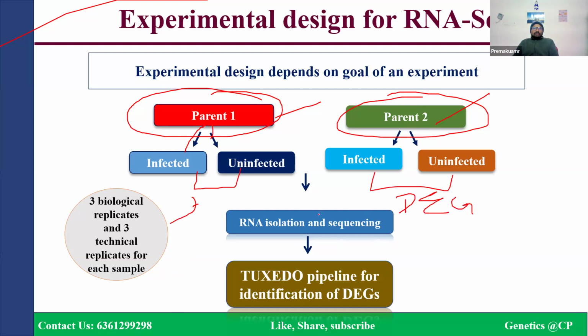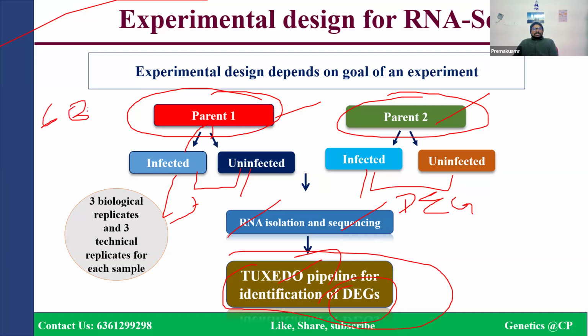Then how can we do this? First you isolate RNA from each sample: infected, uninfected, infected, uninfected. Then you go for sequencing. Then there is one particular pipeline. There are several pipelines. Generally you use the Tuxedo pipeline or any other pipeline to identify the differentially expressed genes. Normally you have to go for 6 biological replicates.